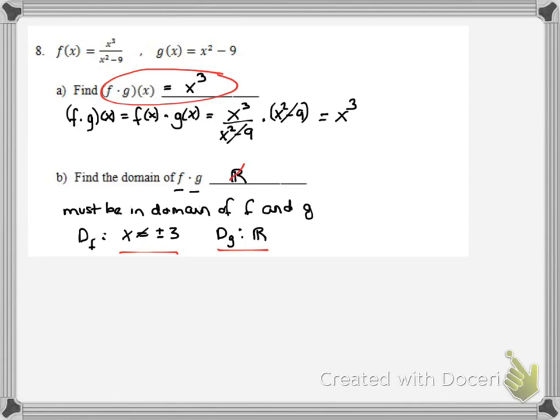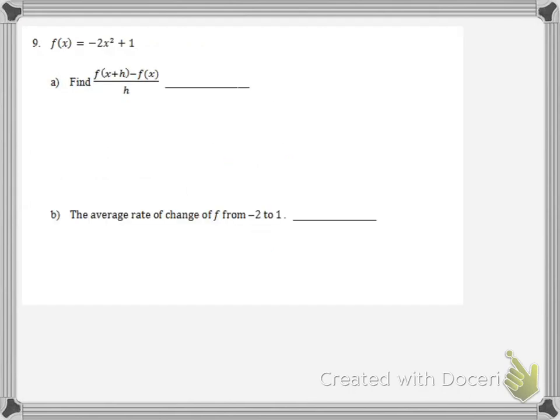So what that means is, I'm going to come back up here, that domain is no longer correct. We are not allowed to have 3 or negative 3 because f does not let us have 3 or negative 3 in our domain. So the domain is actually everything excluding negative 3 and 3. Even though it doesn't look that way when we look at it, because we started off with f and g, we have to be in both domains.